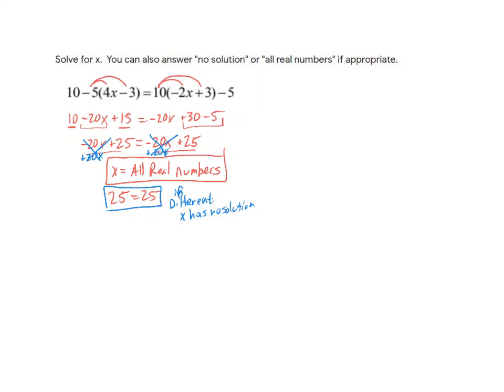Now, if I still have an x in this situation, then go ahead and solve for x, right? Get x by itself and answer, because x could possibly be 0. So if there's an x, you've got to solve for it. But if there's no x, if it's the same like this, it's all real numbers. If it's different, then x has no solution. All right? Hopefully that was helpful.